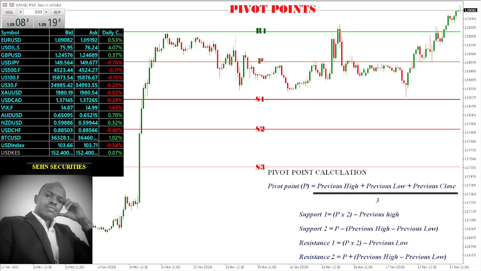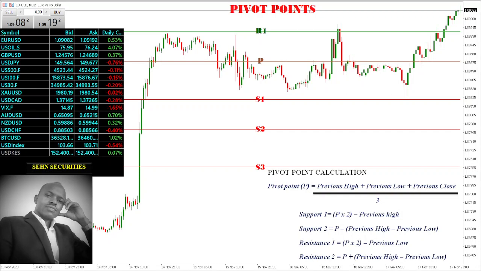And now, as we have outlined on the chart, you can see that the pivot point is given by the previous day's high plus the previous day's low plus the previous day's close, and then you divide that by 3 to get the pivot point to use when trading on the present day.